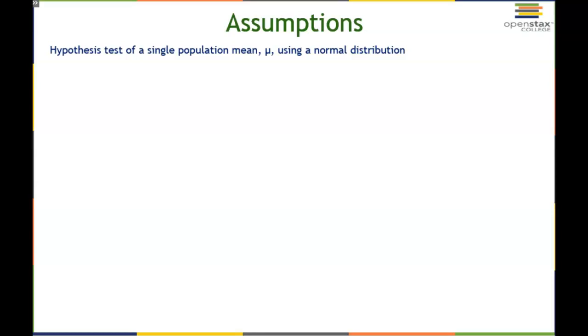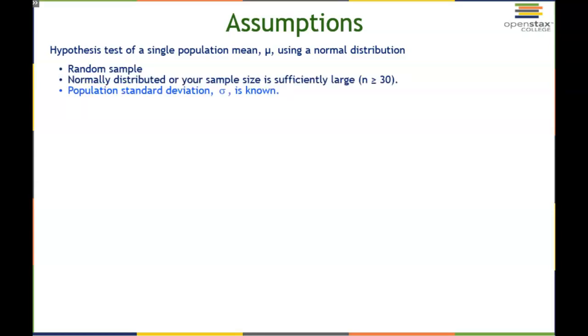For the first type of test, the hypothesis test of a single population mean using a normal distribution, also known as a z-test for means, we're going to assume our sample is randomly selected, we are normally distributed or our sample size is sufficiently large, usually n is greater than or equal to 30, and our population standard deviation is known. So sigma is known, it's going to be a z-test.